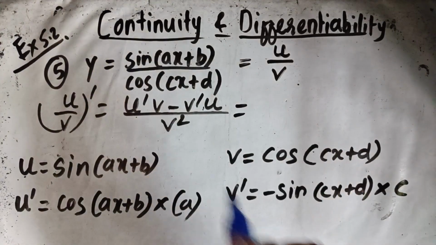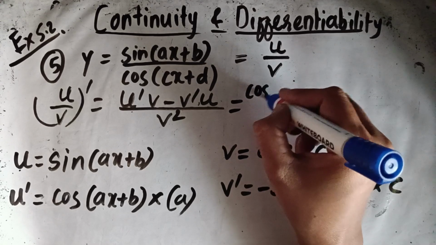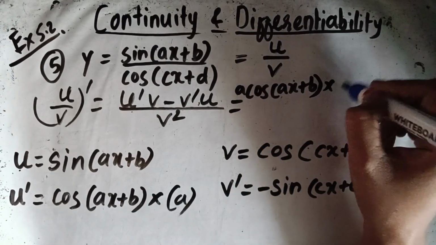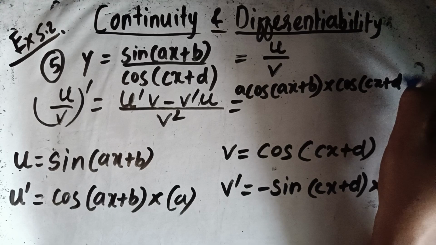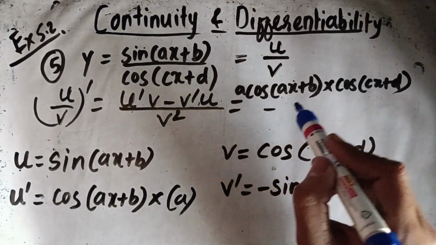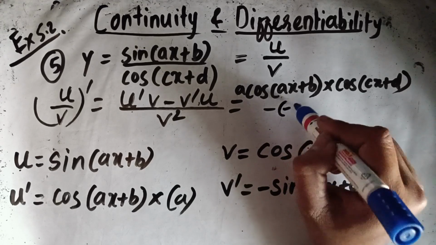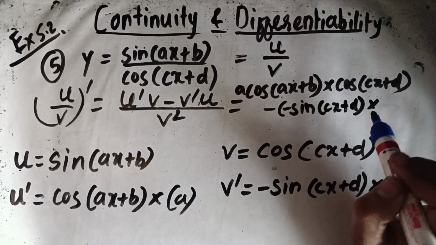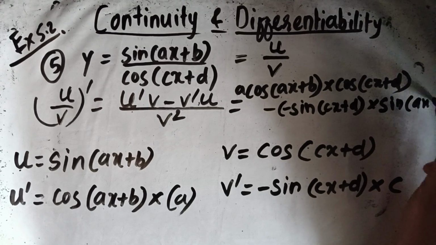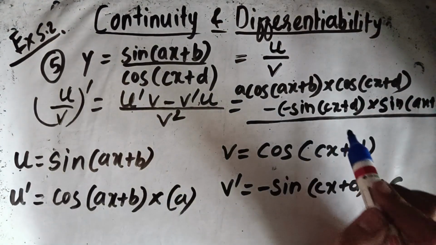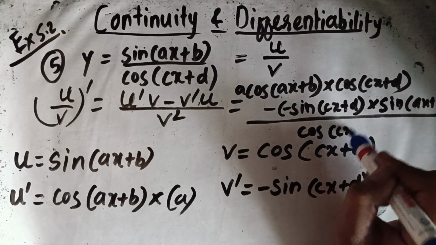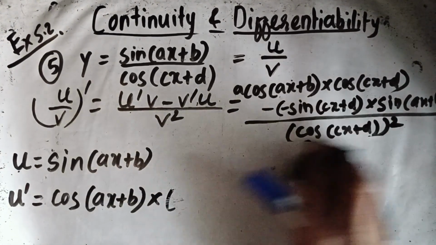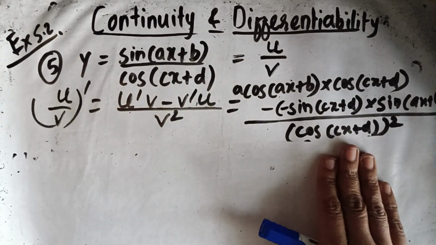Now I will substitute it here. So u dash is cos of ax plus b into v, which is cos of cx plus d, minus v dash, minus sine of cx plus d into u, u is sine of ax plus b, upon v square, v is cos of cx plus d the whole square. So this is the final answer.